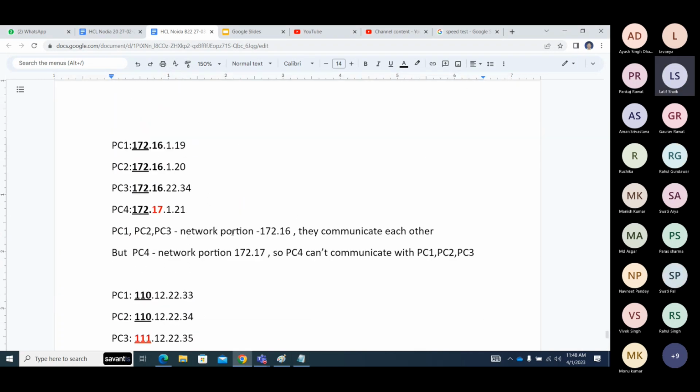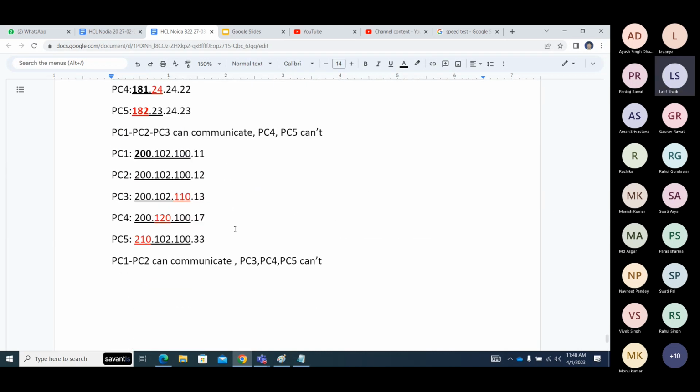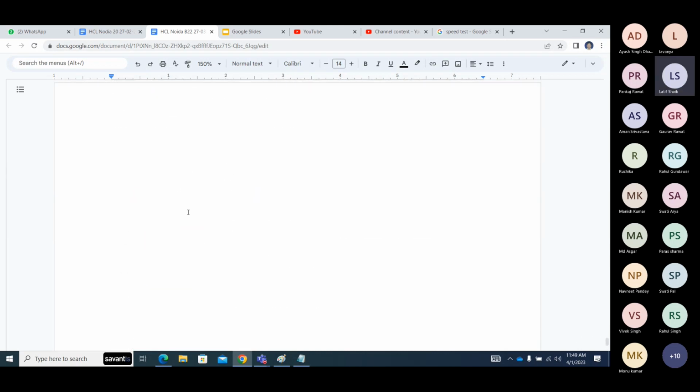Yeah, very good question. See, in a class C, how many host portions are there? Only one, right? This is also one of the reasons why we should divide an IP address into classes.